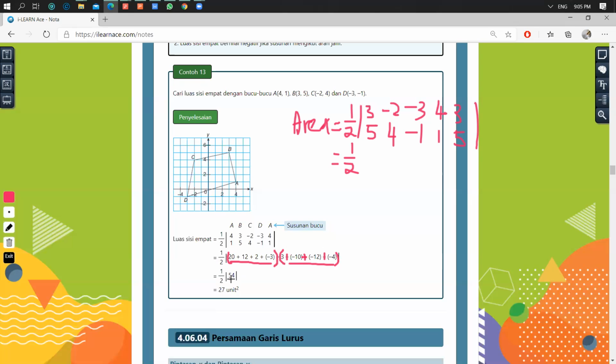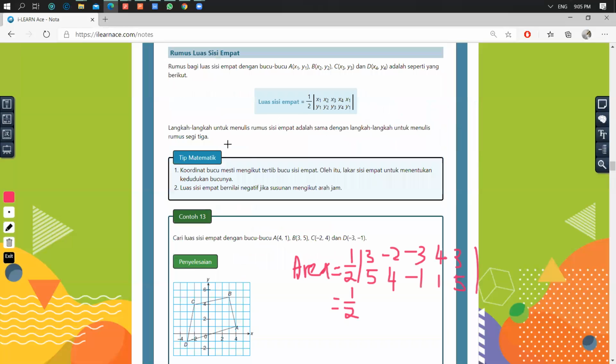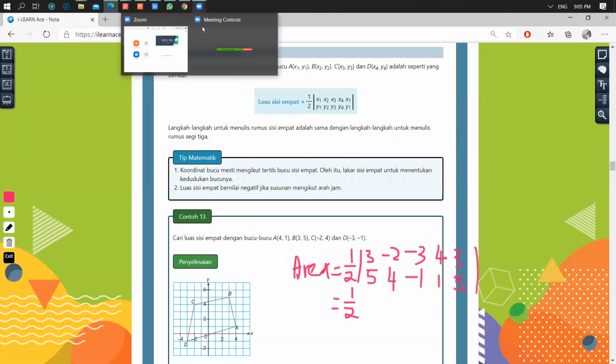Then you're going to get 54. This one is already positive though, so don't mind, just straight away times half. So 54 divided by 2, that's 27 unit square. So that's how you do it. If it's -54, depending on how you arrange it, just ignore the negative. 54 times half, that'll be 27, same thing. Remember, area is always positive. We don't have a negative one. So this is how you can use this formula. That's it for this part.